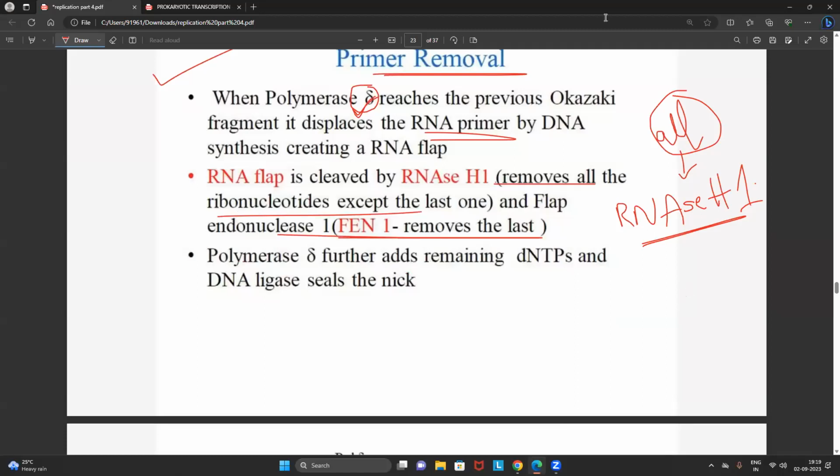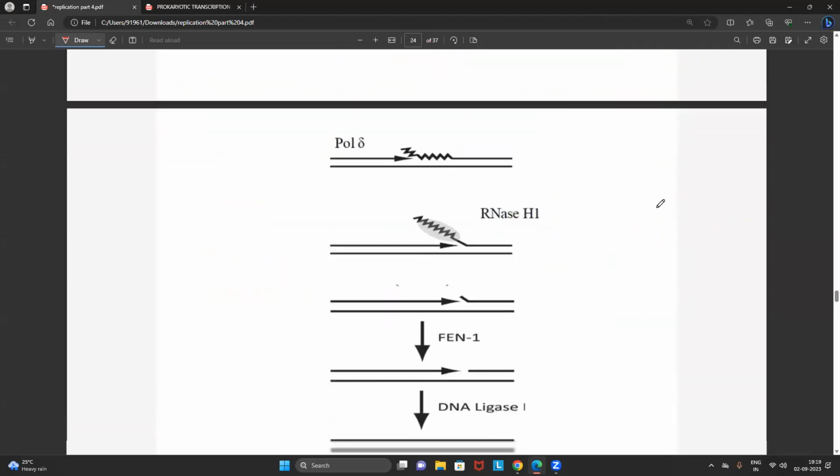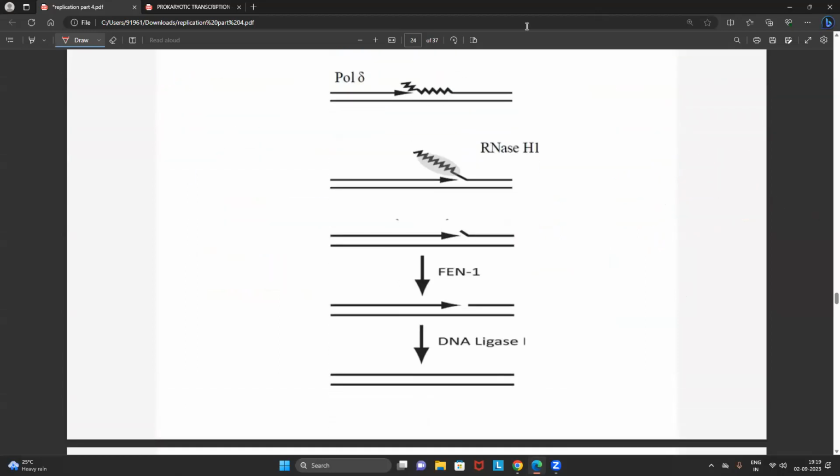Now the question is why it can't remove all the primers. Why can't it remove the last primer? When it is removing all the other primers, why can't it remove the last primer? Every student, please look into the point very correctly without having confusion. Look into this, all of you. This is polymerase delta. Look into the point. So friends, you know, right?